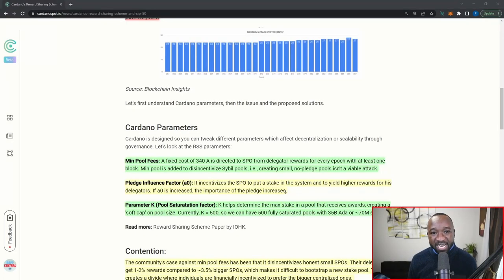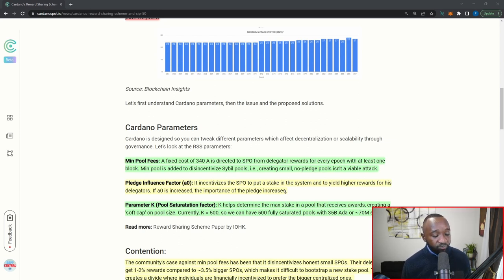Moving down into the second factor for the current RSS, that's referred to as the pledge influence factor, or A0. Now, this incentivizes the SPO or stake pool operators to put a stake in the system and to yield higher rewards for their delegators. If A0 is increased, the importance of the pledge also increases.